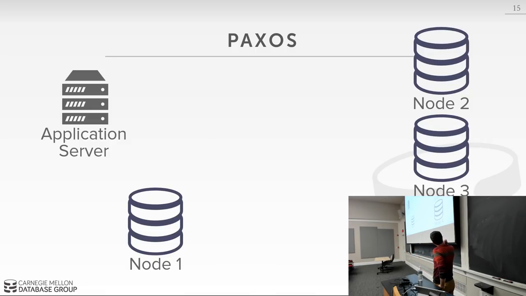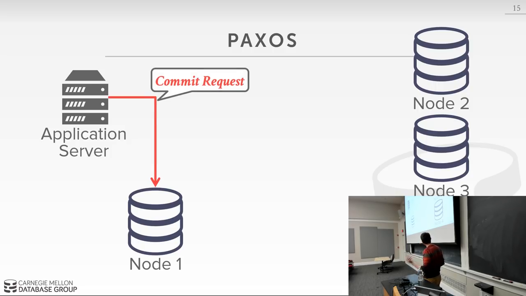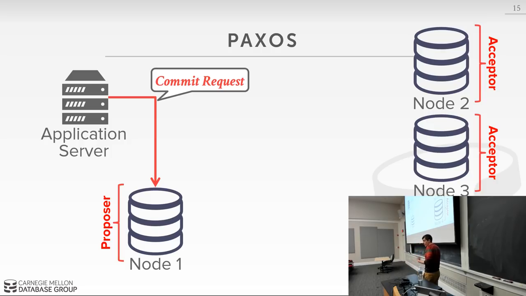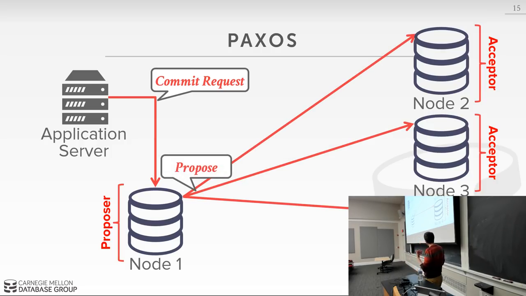Okay, so for Paxos, for now, in our transaction we're going to have 4 nodes involved, because we need a majority to vote to agree to commit a transaction. Just like before, the application server goes to the first node and says, I want to commit. In Paxos, instead of being a coordinator, they're going to call this a proposer, and the other nodes are going to be called acceptors. Same concept, same idea. This guy goes out and says, hey, I want to propose to commit this transaction, just like the prepare phase.